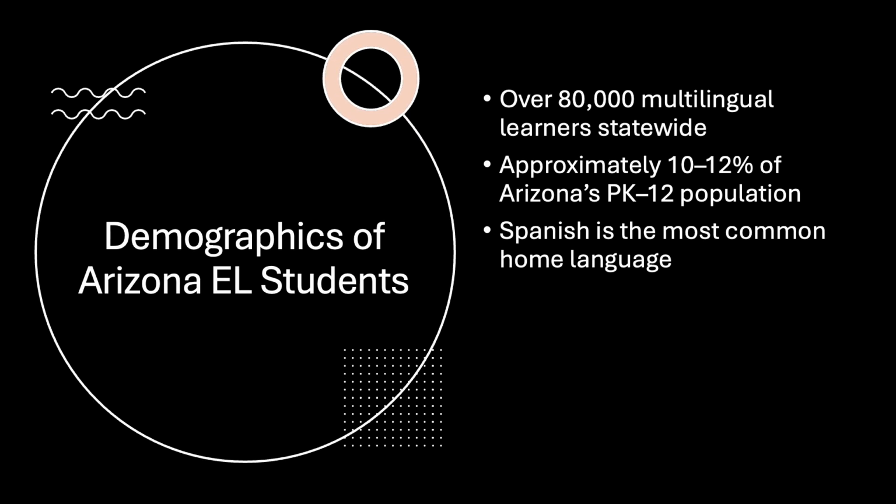Moving on to slide 3, the demographics of Arizona EL students. Arizona serves over 80,000 multilingual learners across pre-K through 12 schools. Spanish is the most common home language, but students also speak Navajo, Somali, Arabic, Mandarin, Vietnamese, and tons of other languages. Arizona's geographic location and cultural diversity make multilingualism a significant part of our school communities.